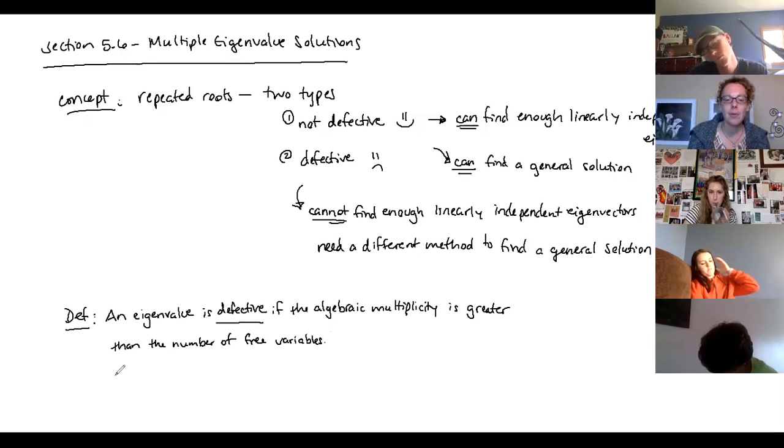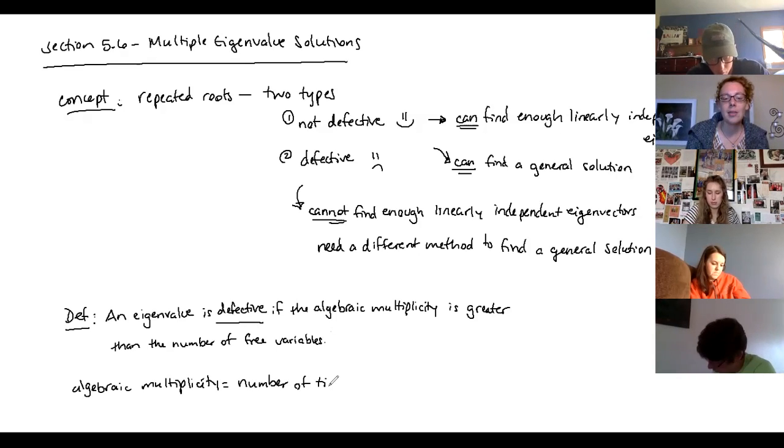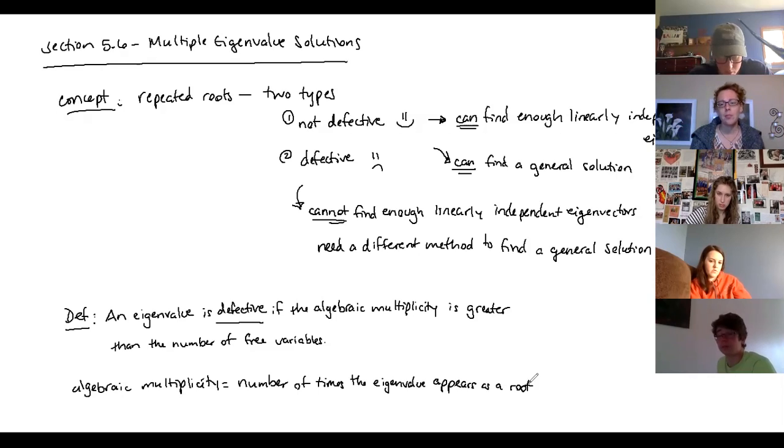Algebraic multiplicity is really easy to understand. Algebraic multiplicity is just the number of times the eigenvalue appears as a root. That's easy, no big deal. You just gotta count up, do I have a linear factor squared? Do I have it cubed? How many times does it show up as a root? We're very good at this. We did this back in chapter 2, no problem.